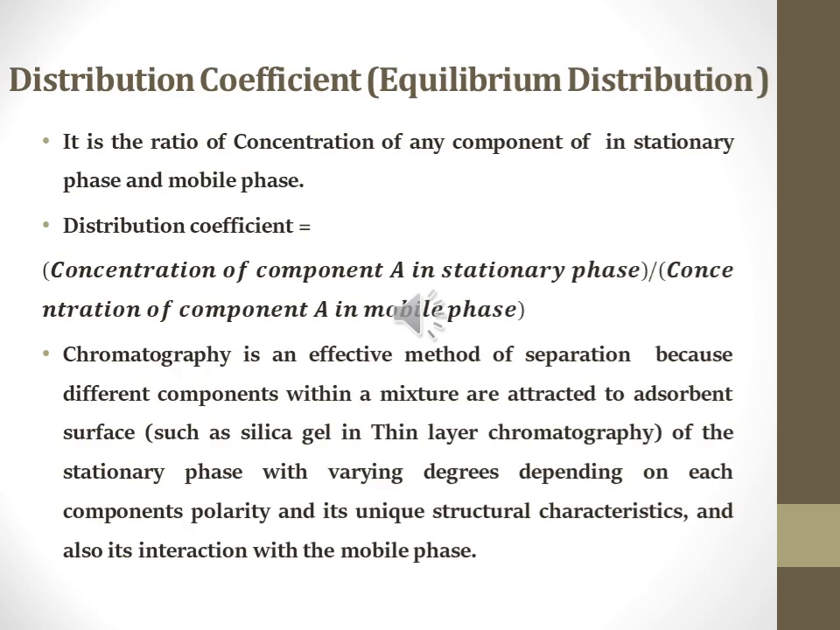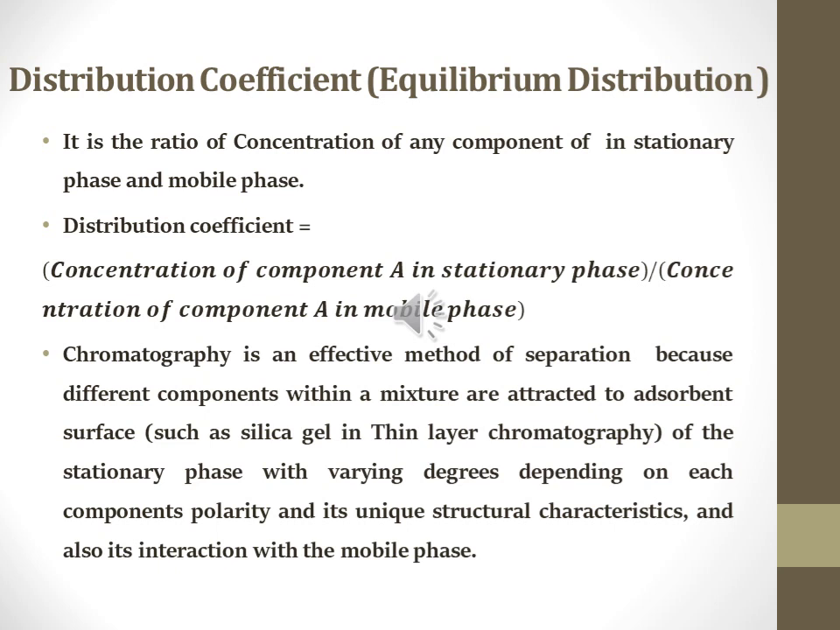Starting with the basics of chromatography, we'll talk about what is the distribution coefficient or equilibrium distribution. Mainly, the equilibrium distribution or distribution coefficient is the ratio of the concentration of any component in the stationary phase and the mobile phase. Mathematically, we can express it as the concentration of component A in the stationary phase divided by the concentration of component A in the mobile phase.